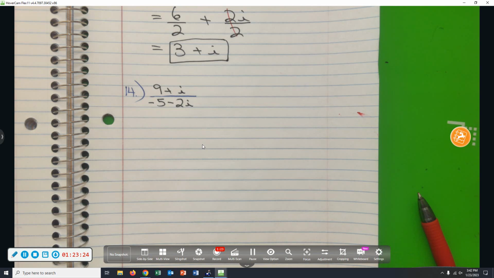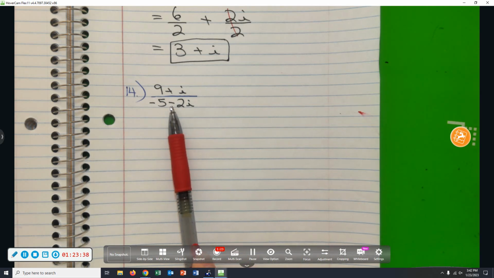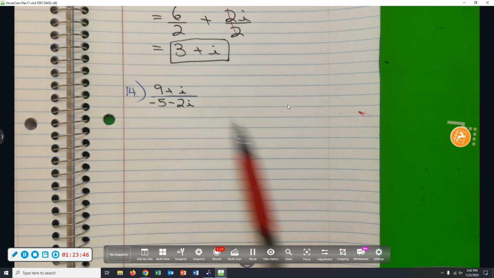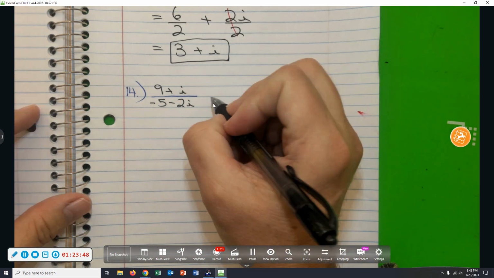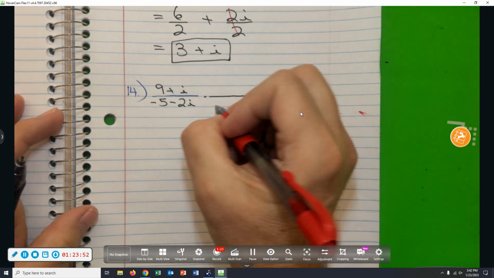What's the conjugate of the denominator? Look at the bottom. Do we change both of these negatives, or is it just one negative going to be changed? Just one. The one in the middle, the one that's in front of the i. The real part stays the same. The conjugate of negative 5 minus 2i is negative 5 plus 2i. Good.